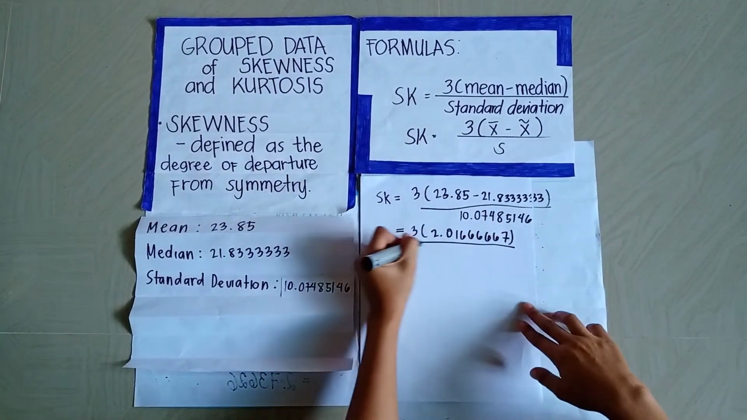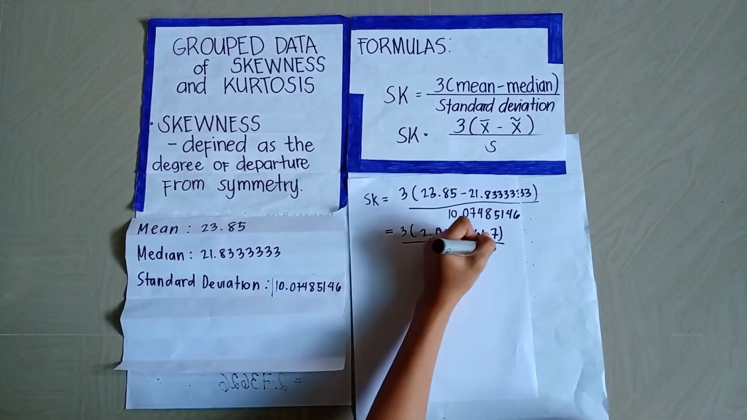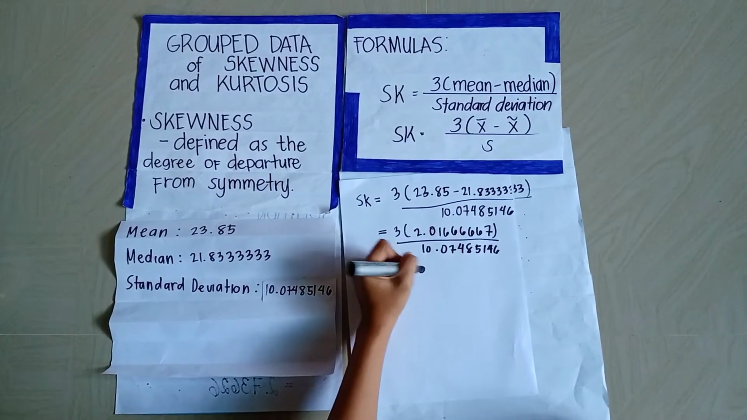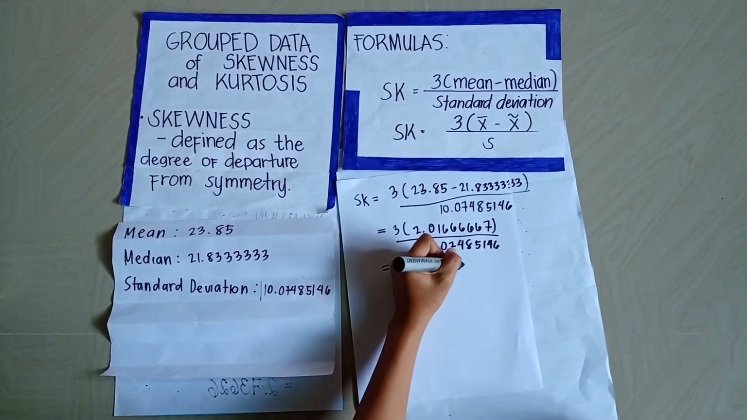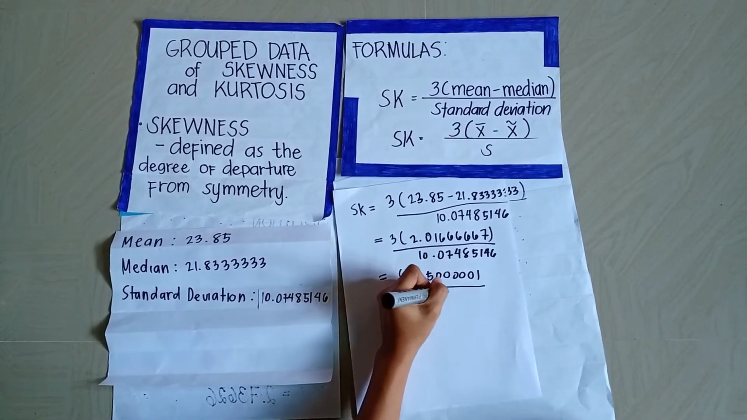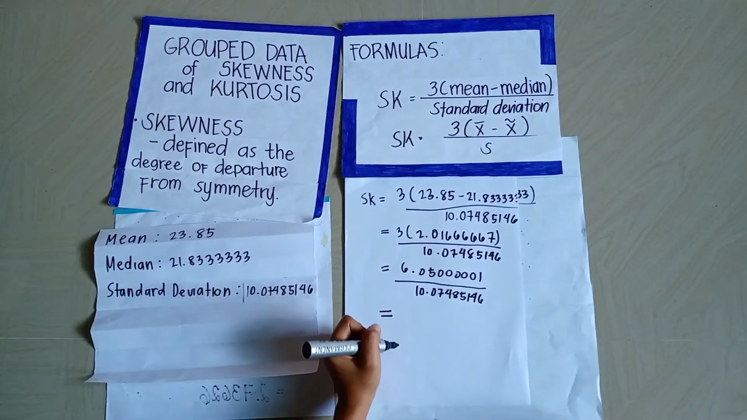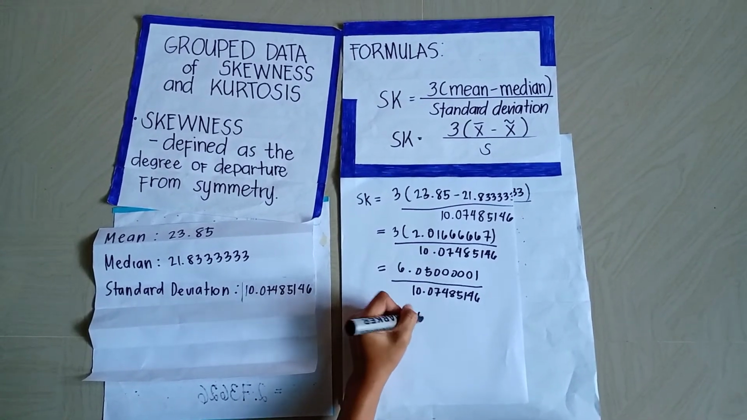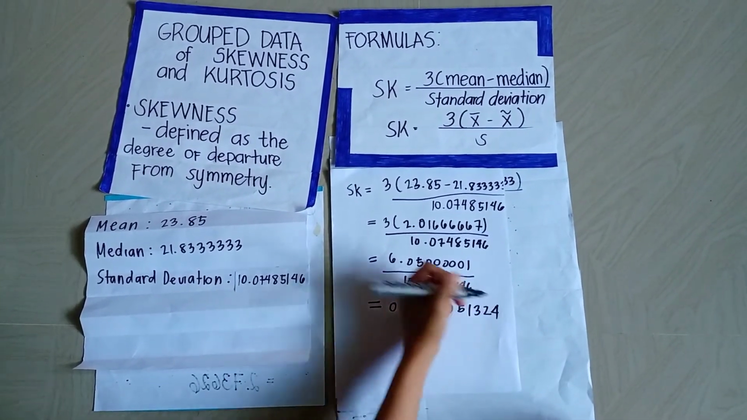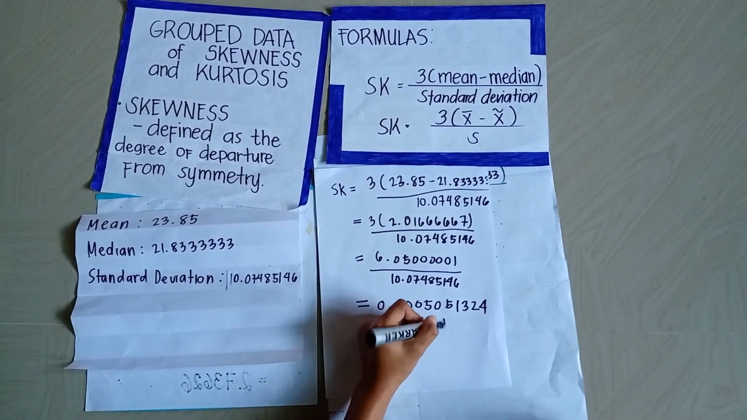2.001666667 over 10.0748514 is equal to 6.05000001 over 10.0748514 and equal to 0.60005051324. Positively skewed.